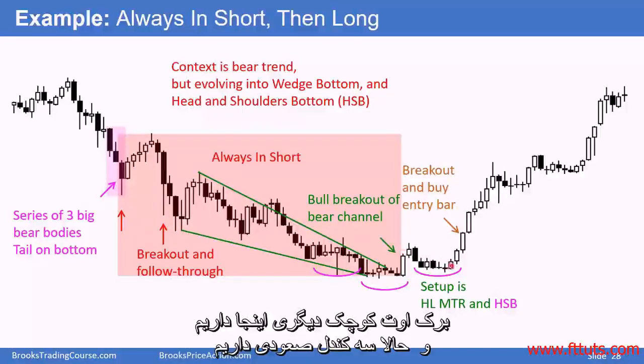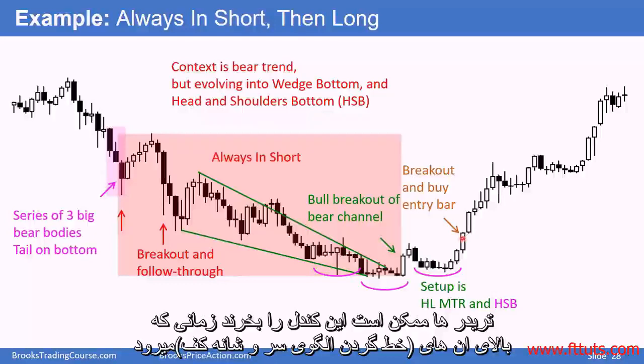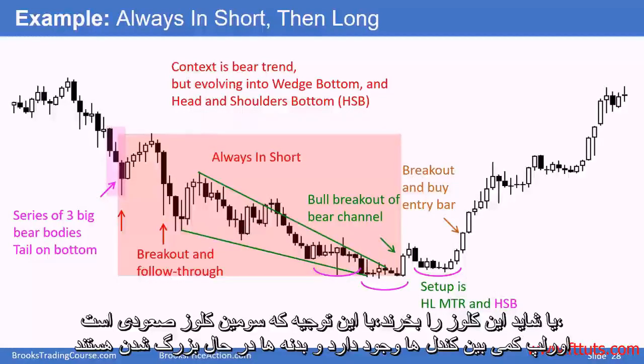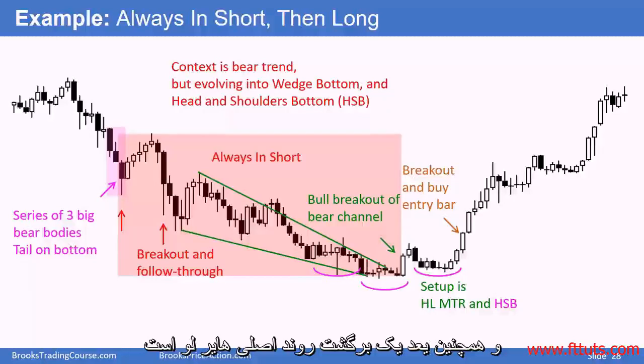Another breakout, we have a small breakout here, and now we have 3 bull bars, and traders might buy this bar as it moves above that high, the neckline of the head and shoulders bottom. They may simply buy the close, arguing that it's the 3rd bull close, very little overlap between the bars, and the bodies are getting bigger, and it's following a higher low major trend reversal.